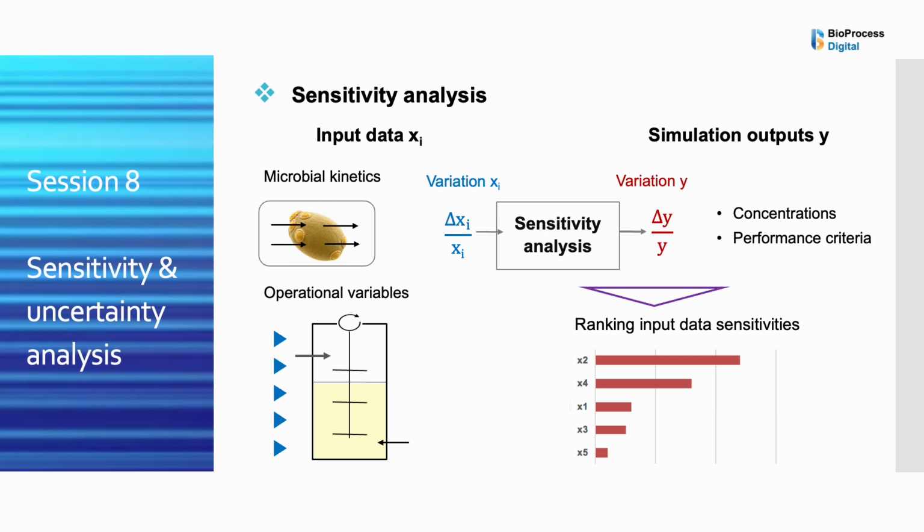In Session 8, you will learn how to perform sensitivity and uncertainty analyses within the framework of the digital scale-up of fermentation processes. The sensitivity analysis component investigates how variations in input data, such as microbial kinetic parameters and process operating variables, influence simulated fermentation kinetics and overall process performance. By quantifying and ranking the effects of these inputs, you will identify the parameters and variables that have the greatest impact on fermentation outcomes. This analysis highlights the factors that are most critical to monitor and control in order to achieve consistent process performance and reliable scale-up.